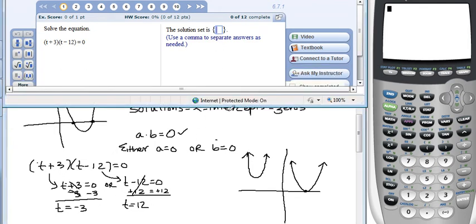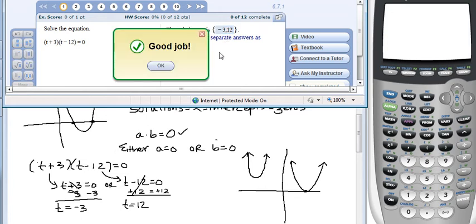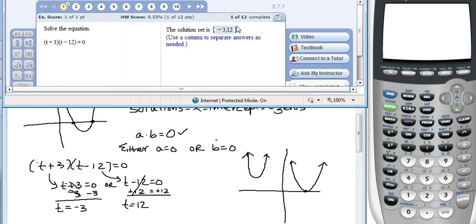So when I put these in, make sure that you use a comma to separate your numbers, but don't put spaces in. I don't think it likes spaces. If you put a space in between here, it'll kick it out. Zero factor property. That's what I was trying to say.